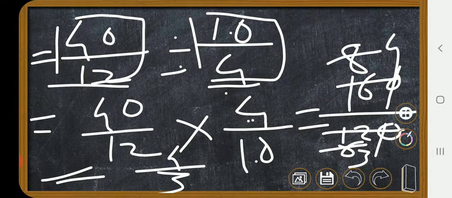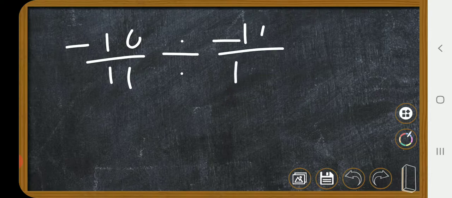This is the very easiest. To do the division, you have to write the multiplicative inverse of the second number, which is the divisor in the given example. Okay, one more example I'll solve. See, minus 10 by 11 divided by minus 11 by 10.